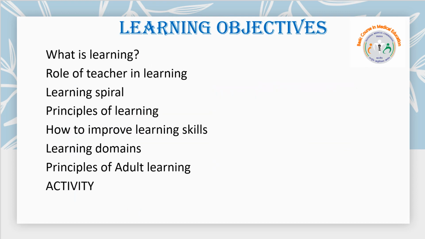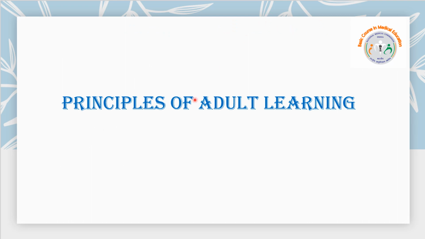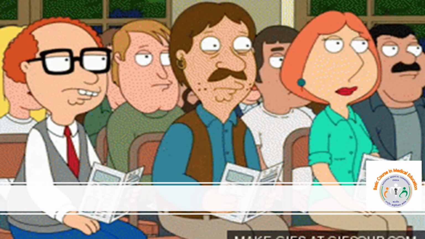We have already discussed what is learning, what is the role of teacher in learning, what is learning spiral, what are the principles of learning, how to improve learning skills, learning domains and their hierarchy. The next thing that we are going to discuss is the principles of adult learning. Now, what are the principles of adult learning? We will consider our MBBS students as the adult learners and we will try to implement these principles on them. So these are our adult learners.